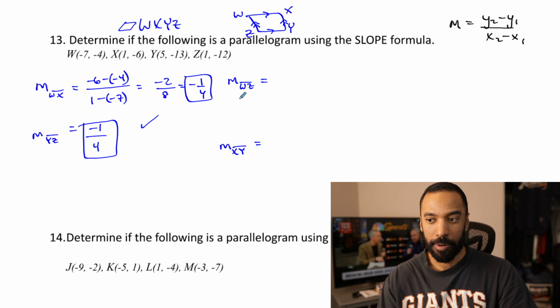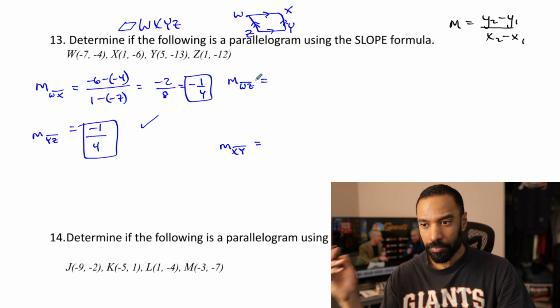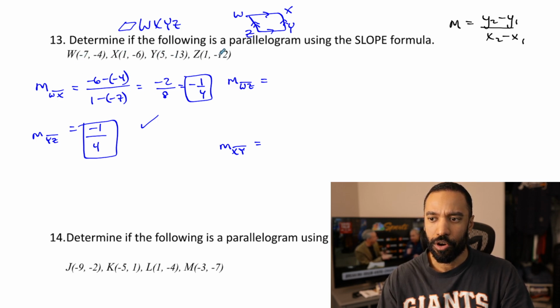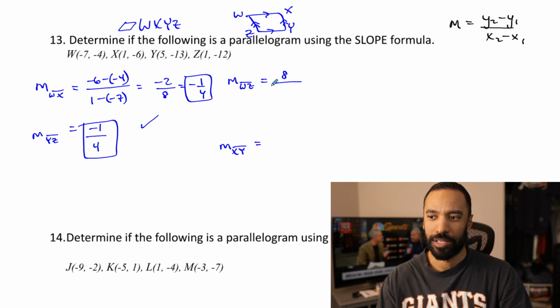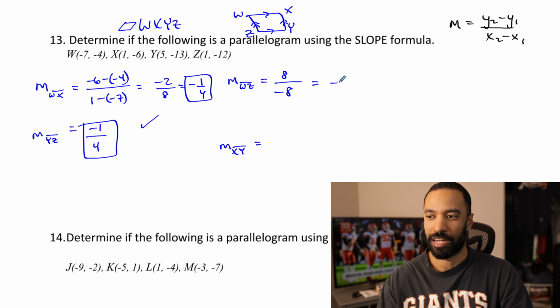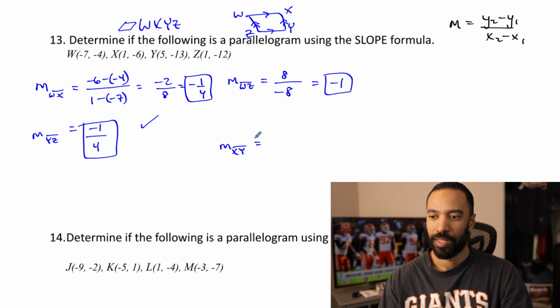Now, does that mean these are parallel? It's not a guarantee. I'm guessing for the sake of this stuff, it's going to be, though. From w to z, we go from -12 to -4. That's a rise of 8. And from 1 to -7, that's a run of 8 to the left. So it's negative. That's a -1 slope.